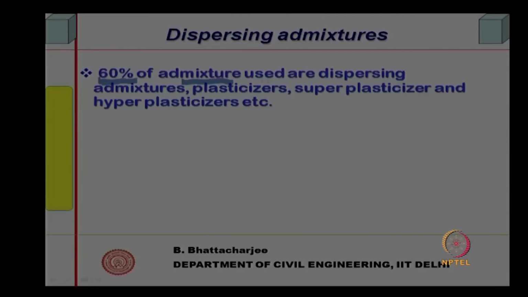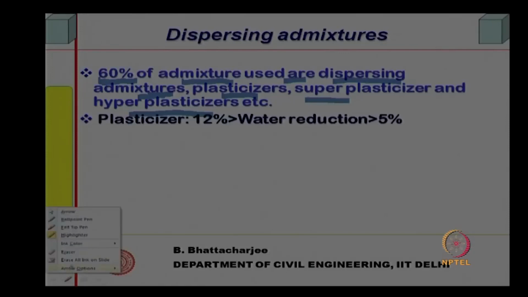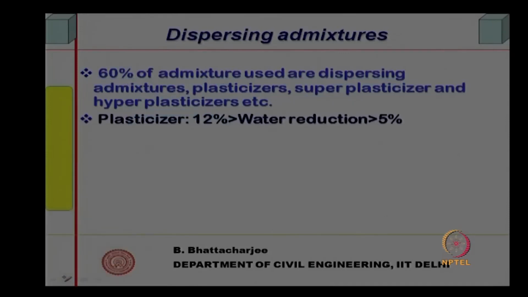60% of the admixtures used worldwide are dispersing admixtures. The names are plasticizer, superplasticizer and hyperplasticizer, etc. So, most of the admixtures used in concrete belong to this category, that is dispersing admixture. So, first one is the plasticizer.